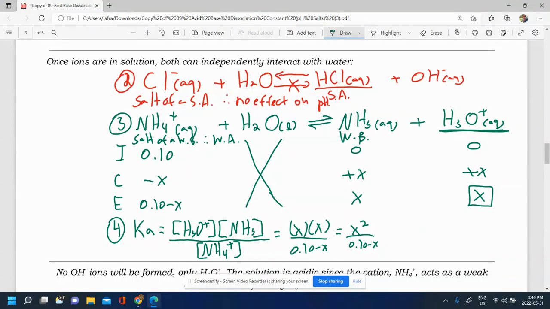So we know that, so let's call this step 5. 5.6 times 10 to the power of negative 10 is equal to x squared over 0.10 minus x. And now we're just going to solve for x. Let's check the 100 rule first.